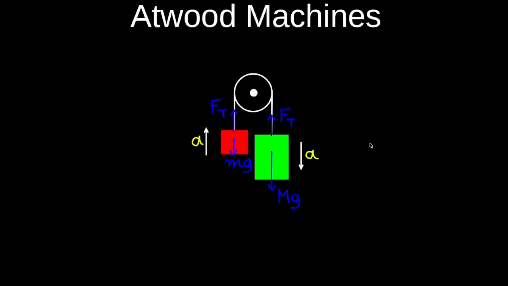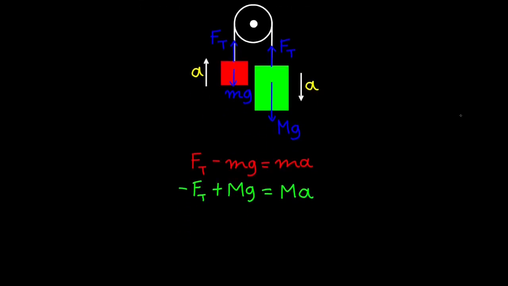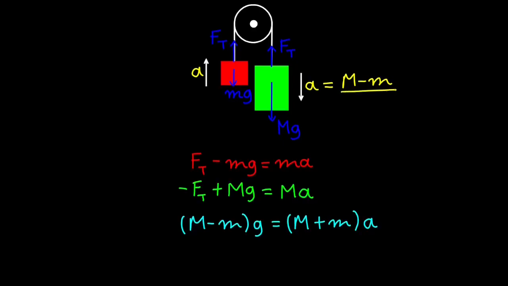If we apply Newton's second law to the red block, and then apply Newton's second law to the green block, and now we can add these two equations to eliminate the tensile force, and then solve for the acceleration. And now you can substitute this into one of these equations to obtain the magnitude of the tensile force, which I'll leave for you as an exercise.